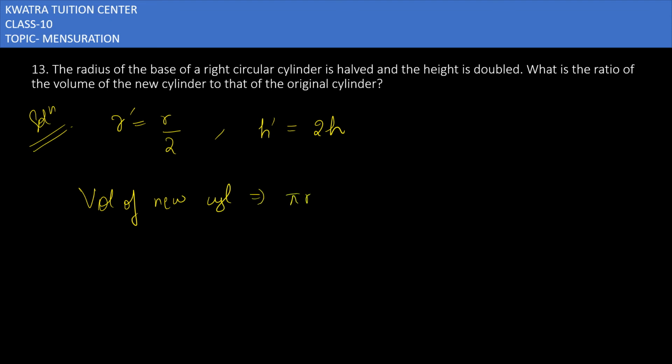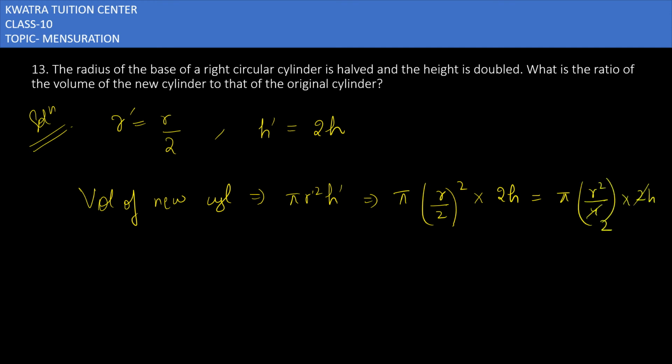So first we will find the volume of the new cylinder. It will be pi r square h. Here let's take r dash, h dash. Now substituting the value in it, it will be r by 2 whole square. How will you write h dash? 2h. So it will be pi r square over 4 into 2h. 2 and 4 can be cancelled, so this will give you 2. So it is like pi r square h over 2.